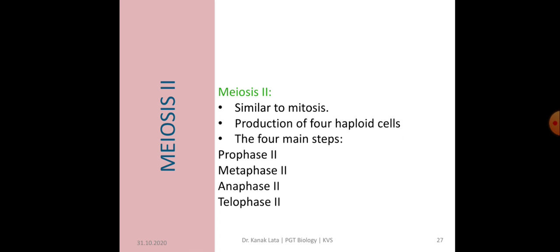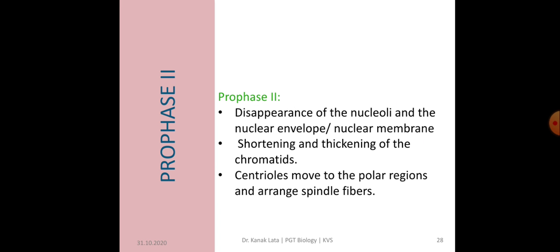Now let us discuss meiosis 2. Meiosis 2 is similar to mitosis. At the end of meiosis 2, there is production of 4 haploid cells. It consists of 4 main steps, that is prophase 2, metaphase 2, anaphase 2 and telophase 2. We are going to discuss them here one by one.